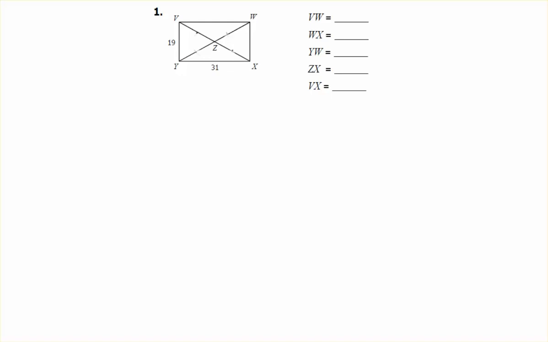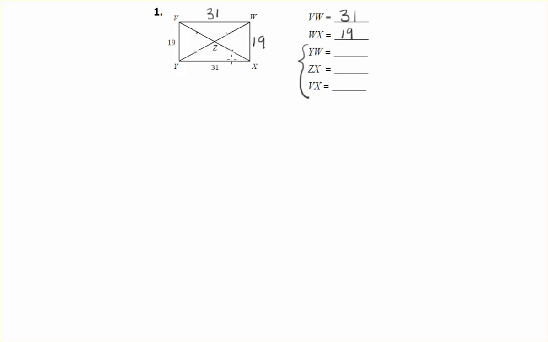Number 1, we are looking at the sides and the diagonals. The first thing is that we can fill in some of these sides. Remember that since the rectangle is still a type of parallelogram, the opposite sides are still going to be congruent. So we can get that WX is 19 and that VW is 31, since they're opposite each other. I'm going to fill those in over here. So we have 31 and we have 19.